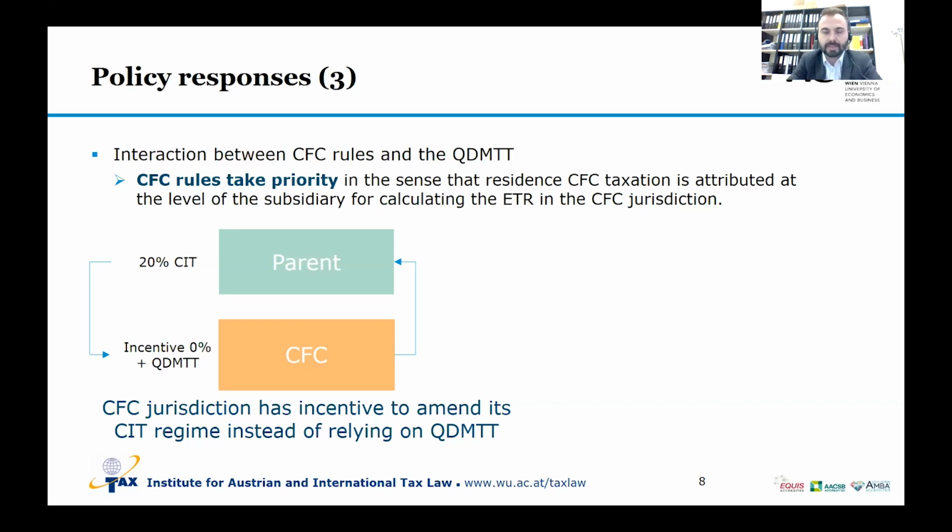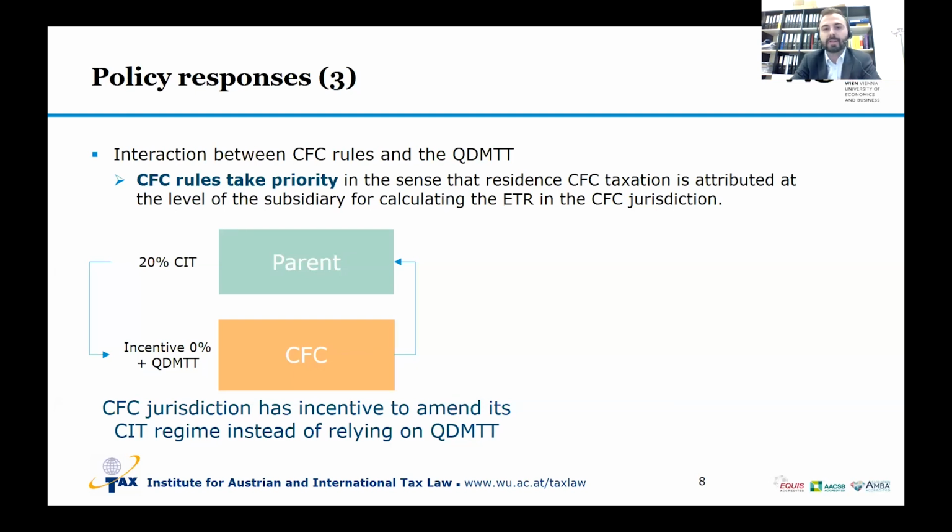What does that lead to? It leads to the fact that now the CFC ETR is above 15% because they have been taxed at 20%, meaning that under their QDMTT, they can collect exactly nothing. Therefore, a CFC jurisdiction in such circumstances has an incentive to amend its corporate income tax regime up to 15% rather than relying on the QDMTT, because in this way, it will neutralize both the CFC regime of the foreign country and will make sure that its incentive is not collected by the tax revenue of another jurisdiction.